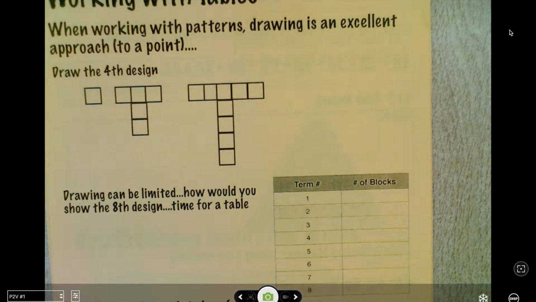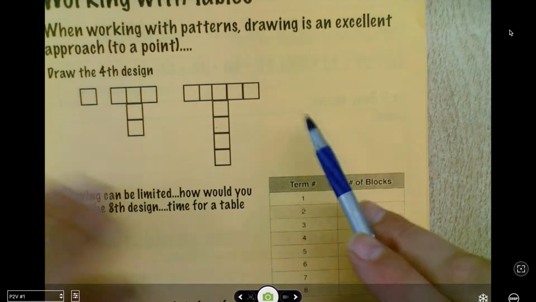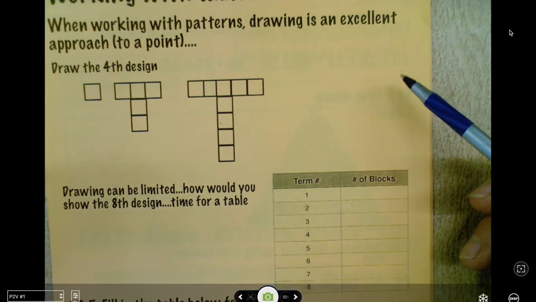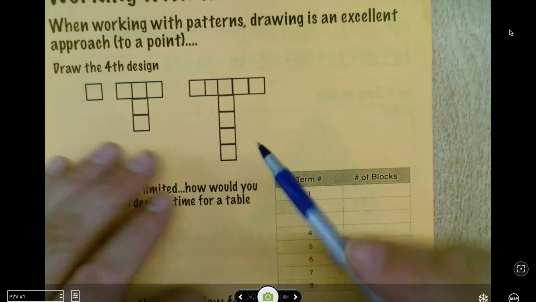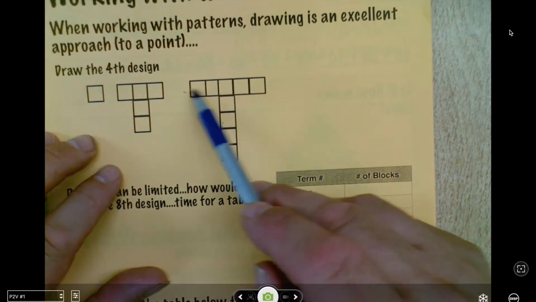After a while though, the diagram gets so large that it's a little easier to go to a table. Let's just take a look at the fourth design here. When I take a look at a design like this, I try to figure out what's added. Where are they adding things to? And in something like this, I try to just look at one part at a time. Let's just talk about the top of the T here.